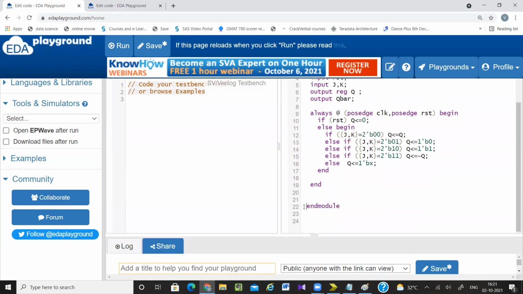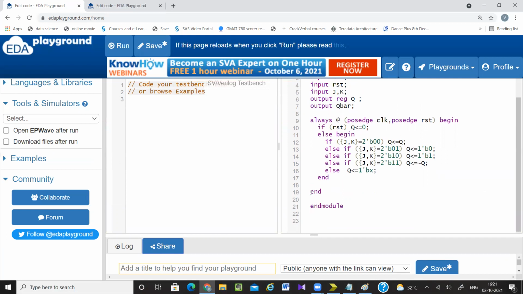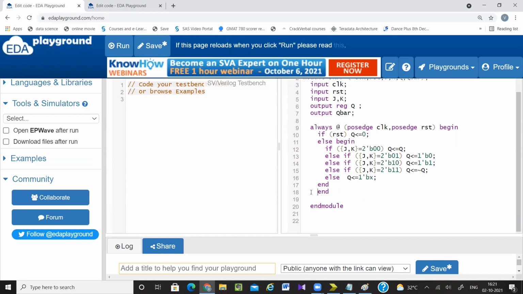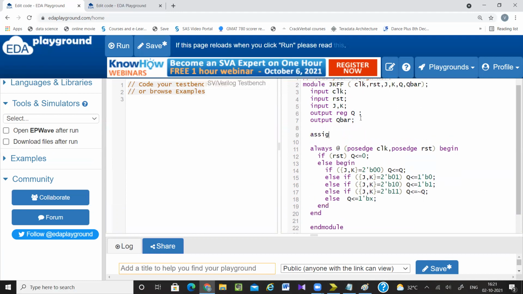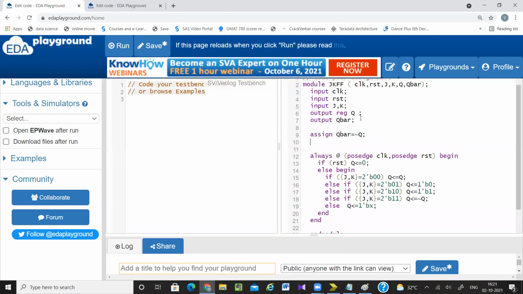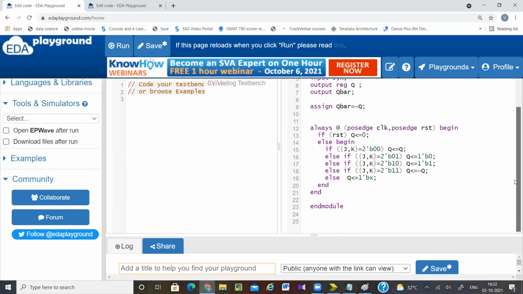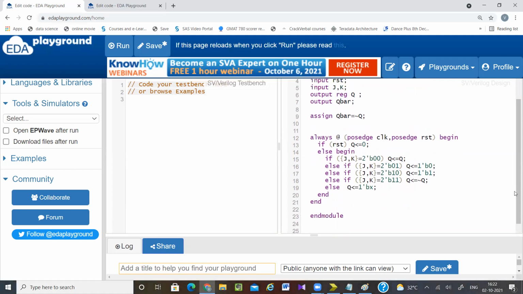So now how to assign the Q bar? As we know, Q bar is the inversion of the Q. So here I can write assign Q bar equal to not of Q. Or here also you can write within begin and you can assign the Q bar values also. So now this is the JK flip-flop.